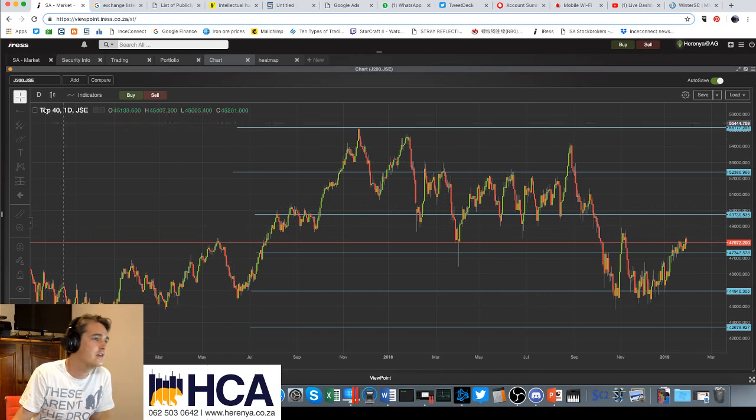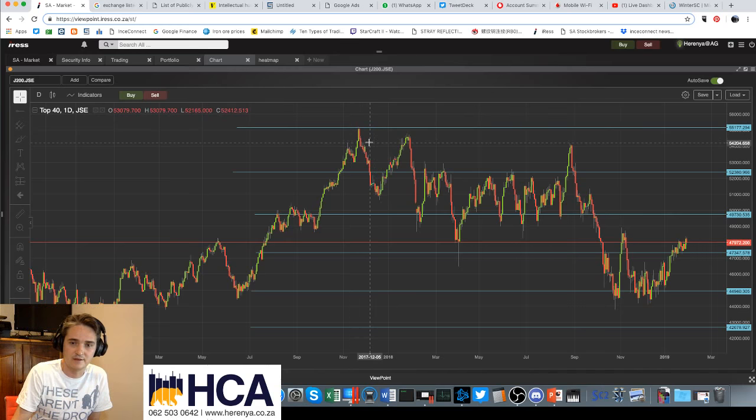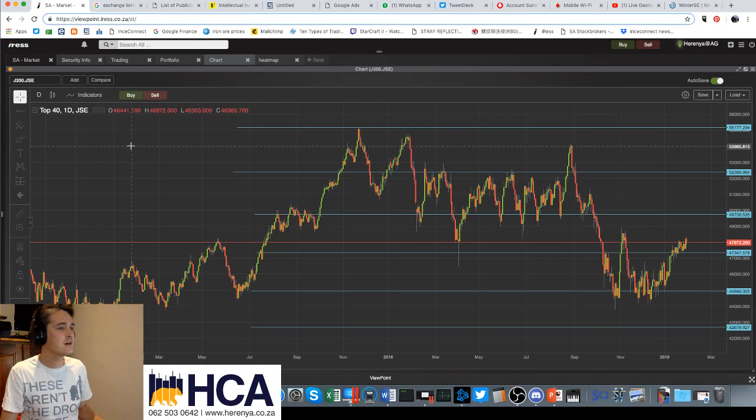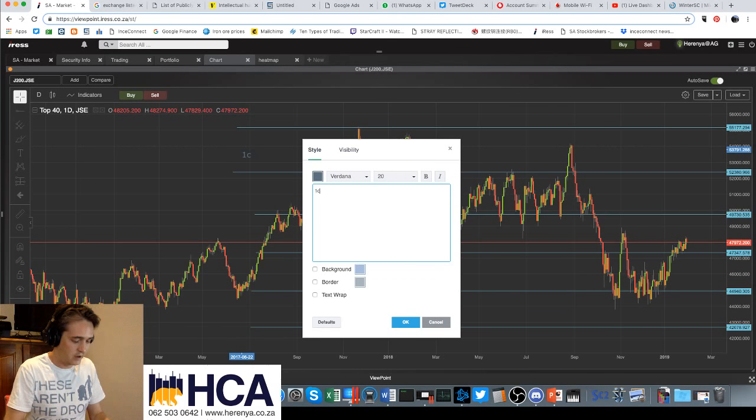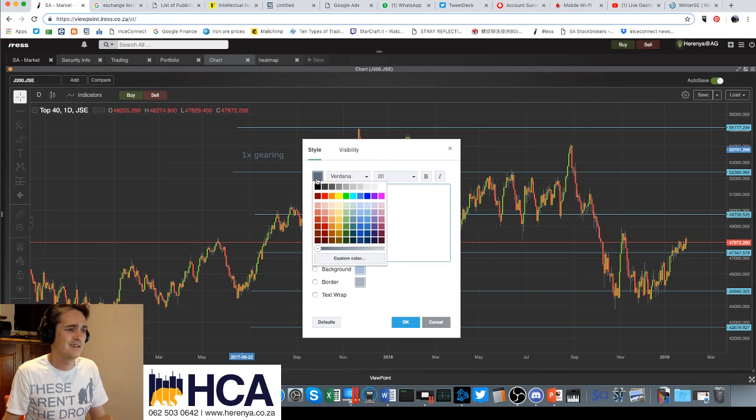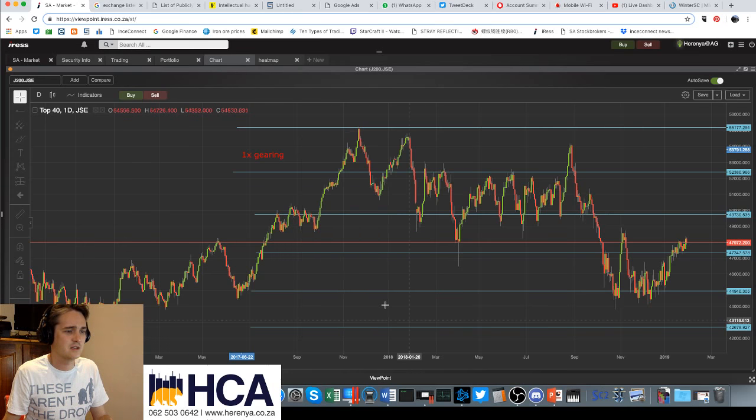But okay, so every one of these blocks that we have in here now is 5% lower from the high. So what our rule tells us that we can do is, in this block we can do one times gearing. I'm not going to put in caps lock. Let's make it red because red is sexy. No, it's not, but whatever.